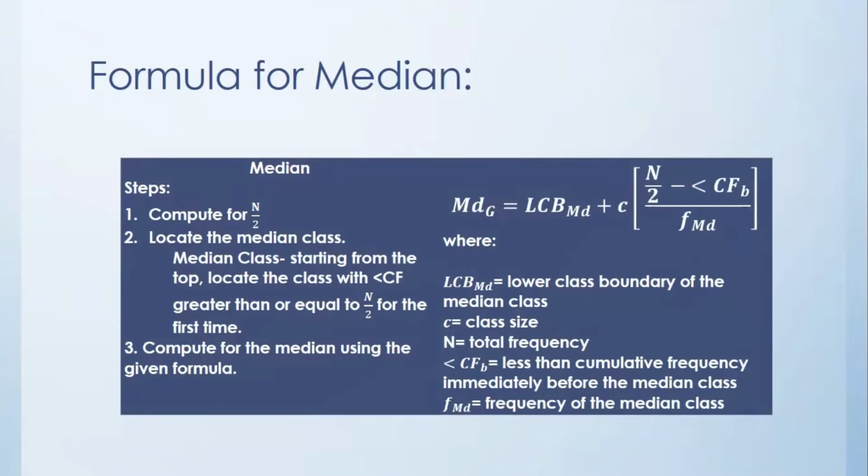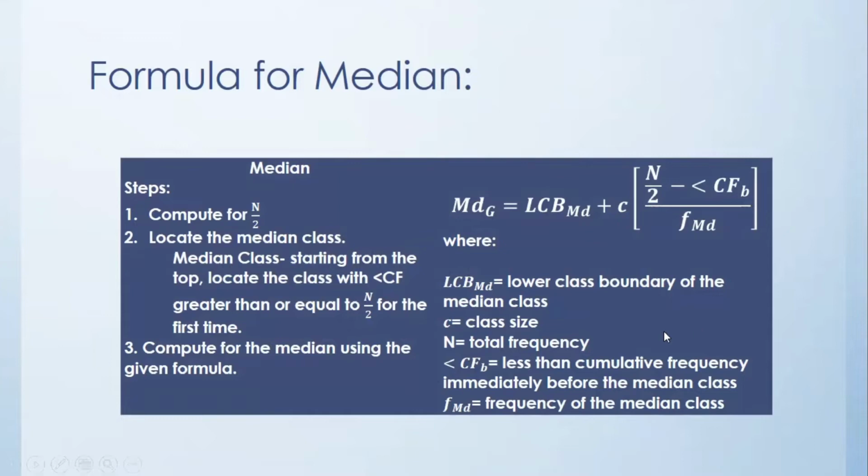So, first step sa pag-compute ng median is to compute first for n over 2. Second step is to locate the median class. Median class, starting from the top, locate the median class with less than CF greater than or equal to n over 2 for the first time. And then third step, compute for the median using the given formula.